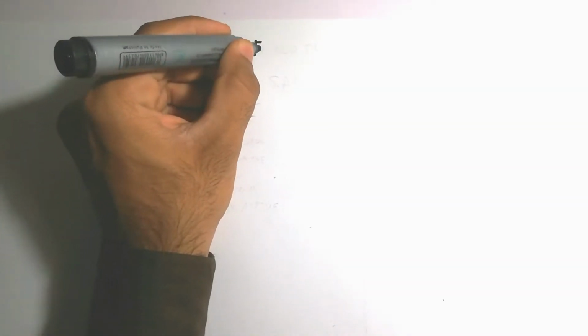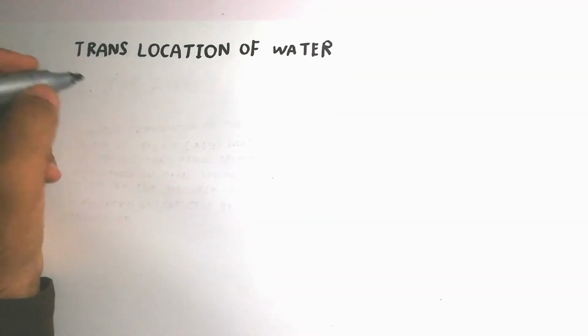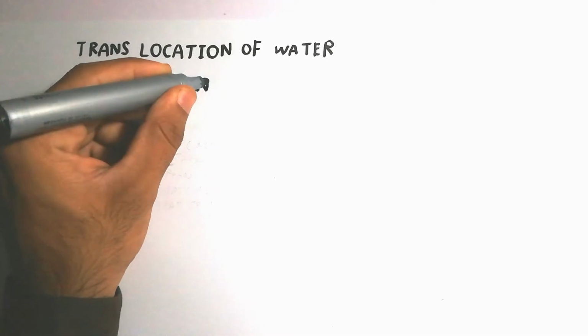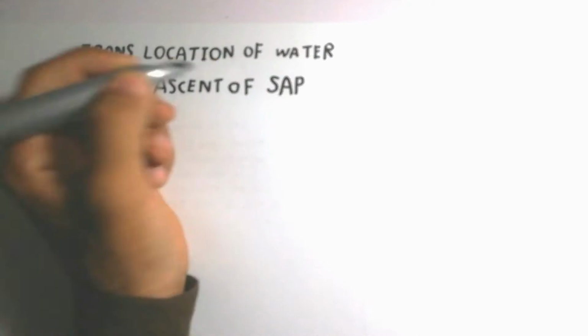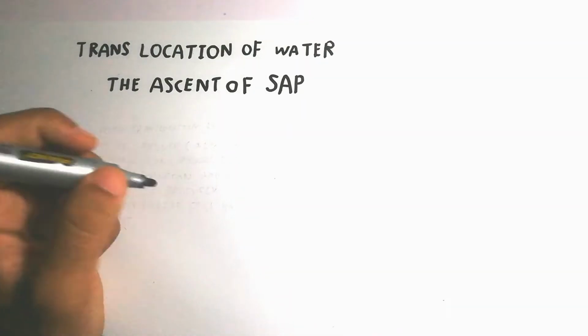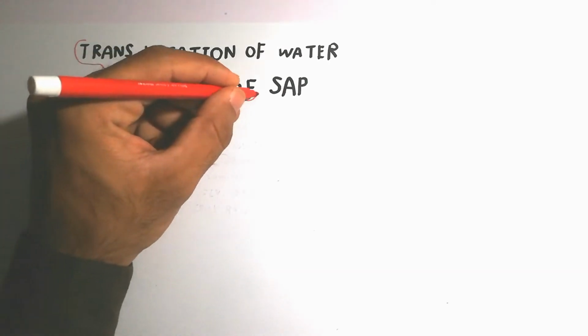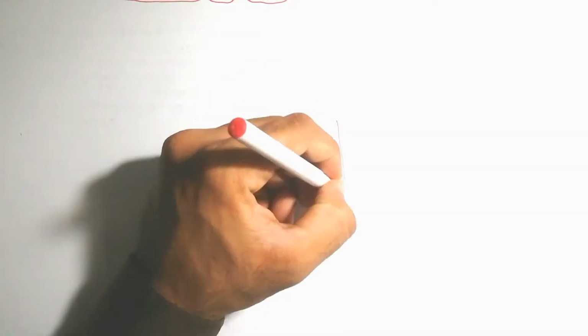So in this video we will talk about the translocation of water, the ascent of sap. The translocation of water means the water moves from the root to the shoot system. That is the basic structure which supports the xylem, which handles the translocation of water, the ascent of sap, meaning the upward movement of the sap. So the sap we will discuss here.